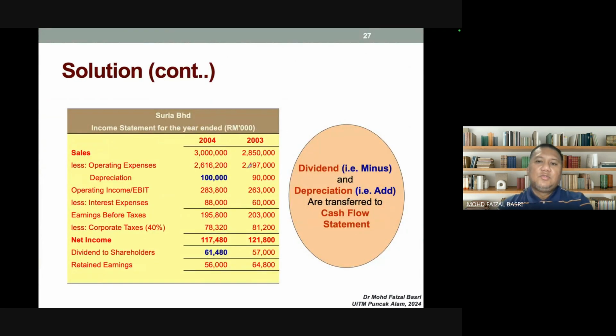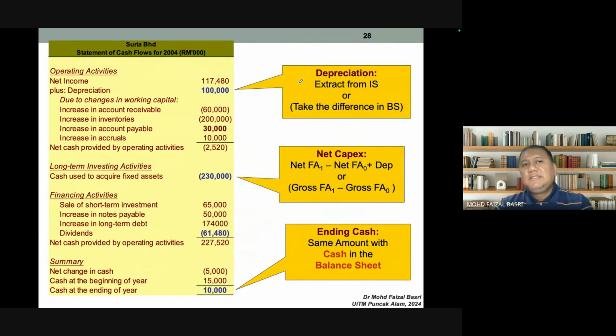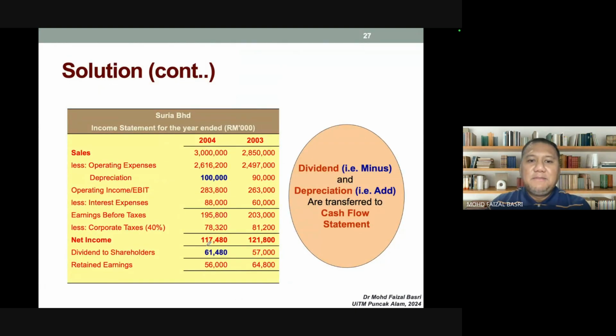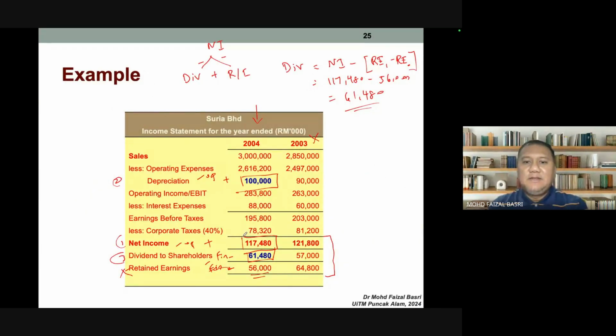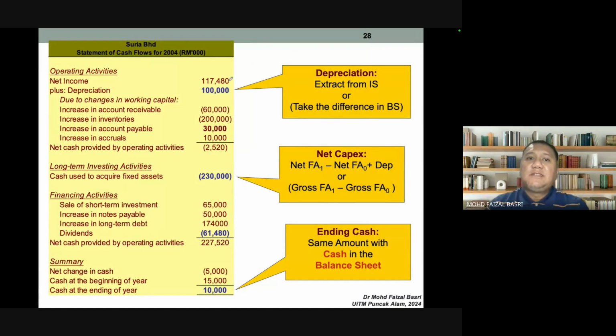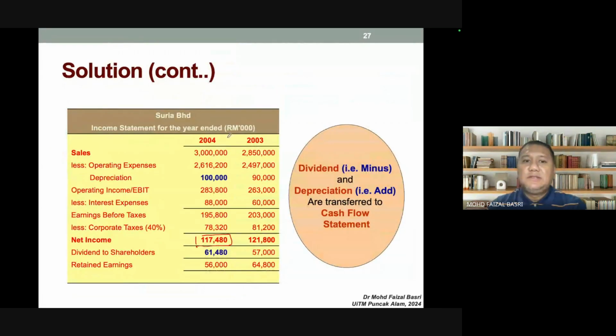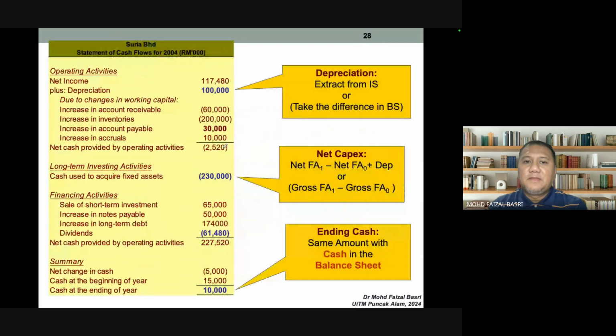Okay, so this is the final answer. Once you have the working from earlier, imagine you haven't started anything, you're going to start your operating activities with your net income. Okay, net income will be the first item. So where do we get net income from? From here. Okay, 117,480 net income. Or I labelled it here earlier, 117,480 plus. Plus means no sign, I don't put it in brackets. Okay, and then we add depreciation. Depreciation is 100,000. So depreciation 100,000 here. So you plus here.